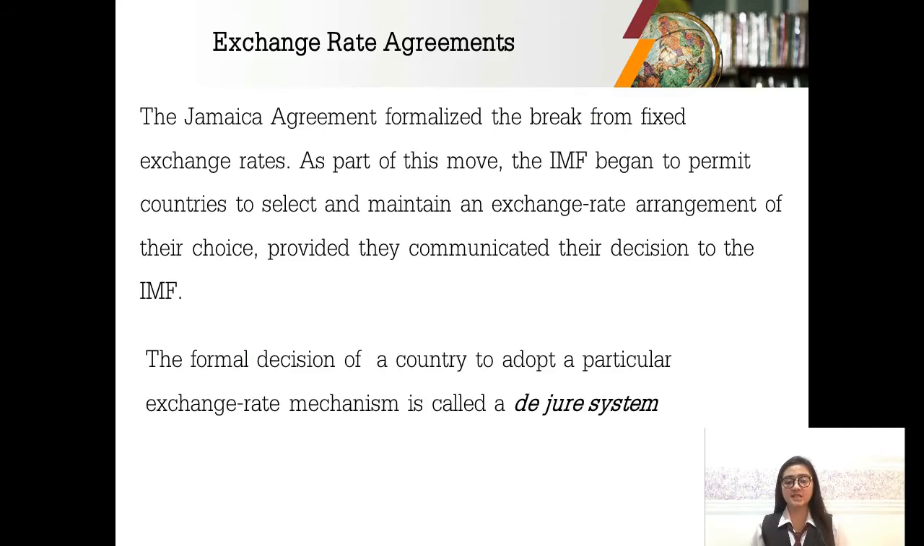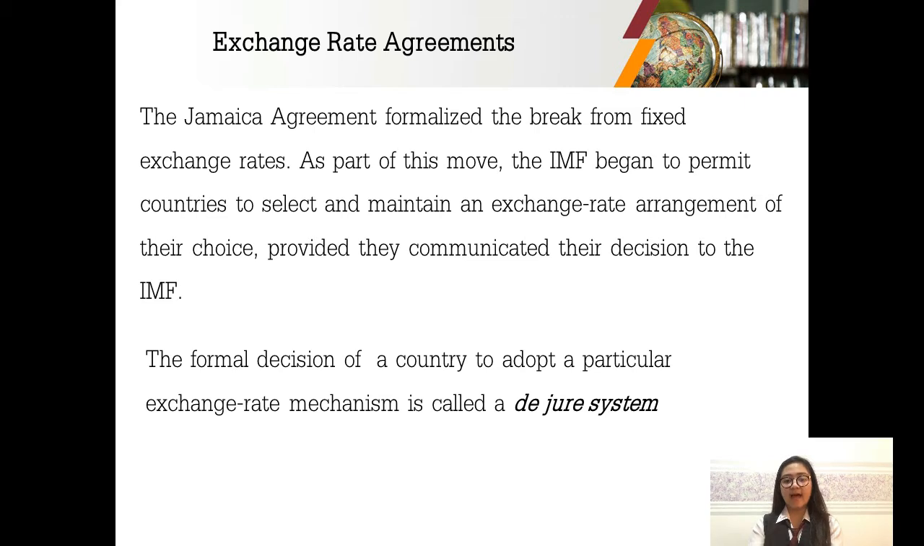So next is the exchange rate agreements. The Jamaica Agreement formalized a break from fixed exchange rates. As part of this move, the IMF began to permit countries to select and maintain an exchange rate agreement of their choice, provided they communicated their decision to the IMF. The formal decision of a country to adopt a particular exchange rate mechanism is called a de jure system.